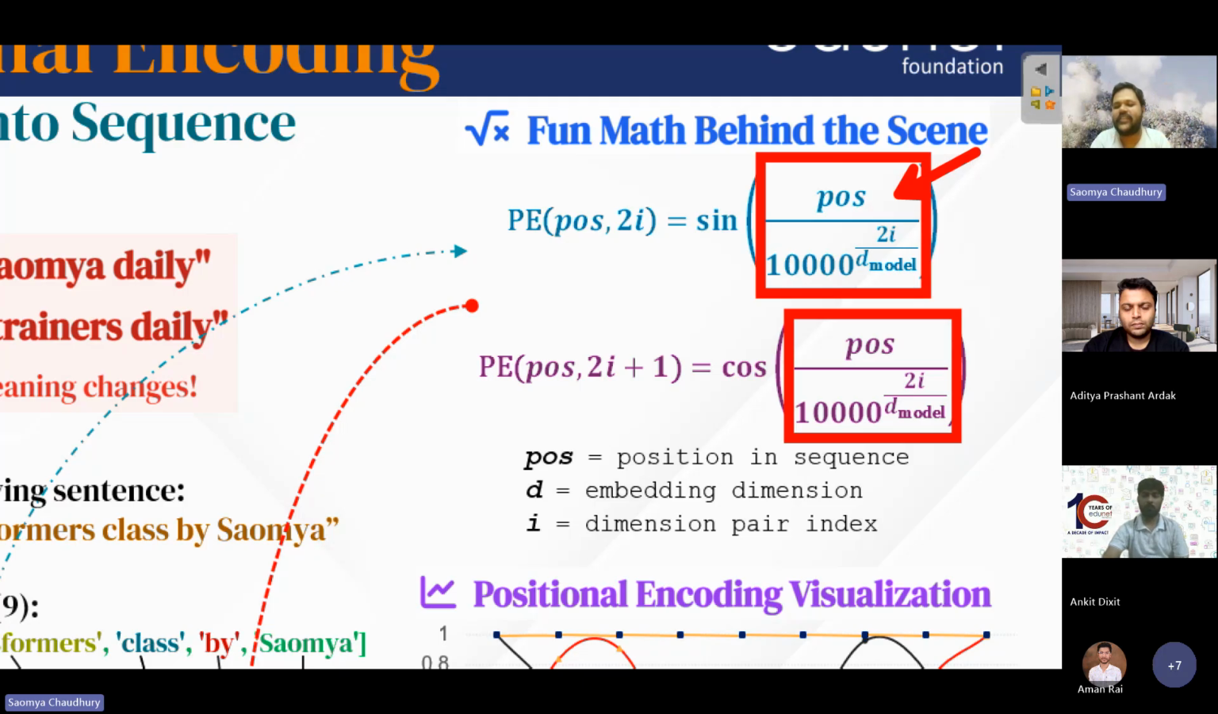Whatever cos value you get, you do this operation, you get 0. Cos 0 is 1.